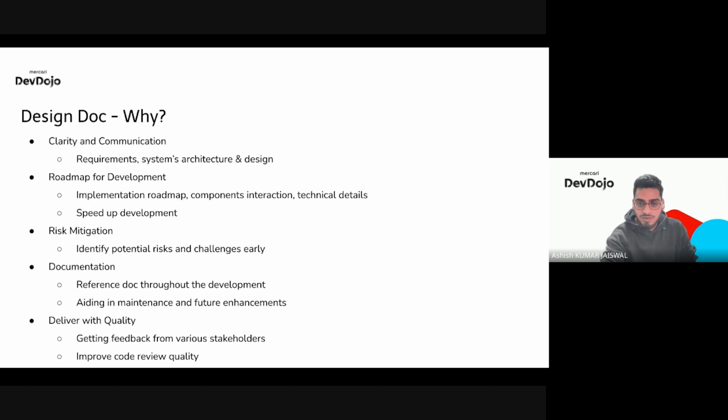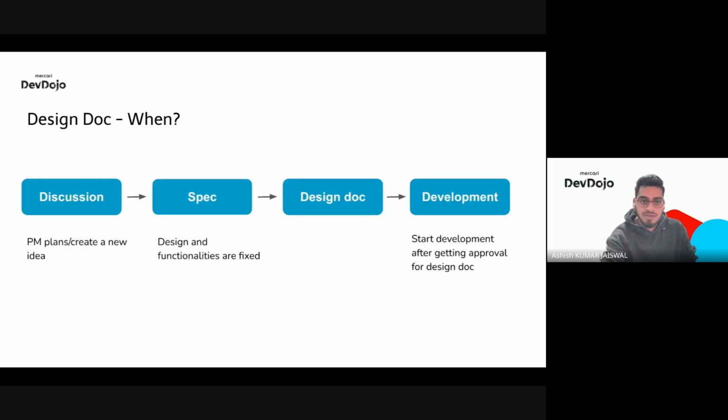Okay, so let's move on to the when. Basically, the first step is the ideation, when a product manager can come up with the idea for a feature or a project. It's not necessary to be a product manager itself. It can be an engineer as well who comes up with some idea about improving some system. So the first thing is defining the idea and coming up with the spec for that.